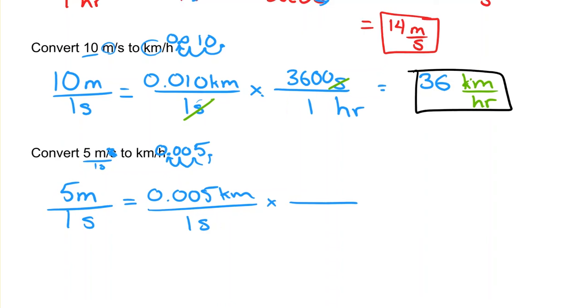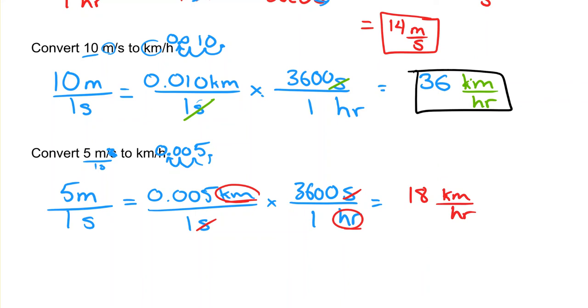But we still have to change seconds into hours. So I want to turn into hours, HR, and I need seconds so that seconds can cancel. So 3,600 seconds in 1 hour. Seconds and seconds cancel out. 0.005 times 3,600 is going to be 18 kilometers per hour.